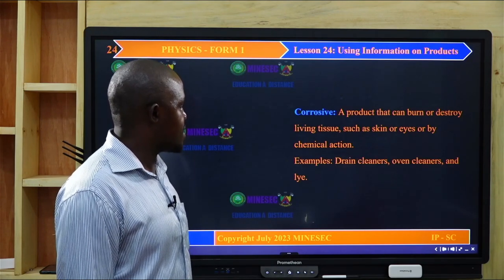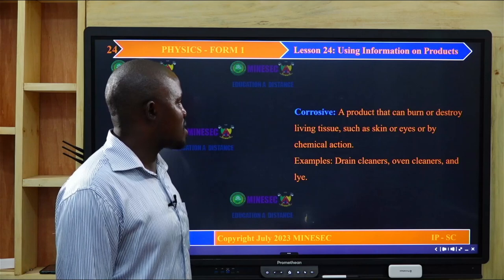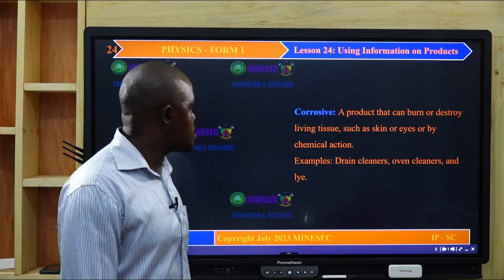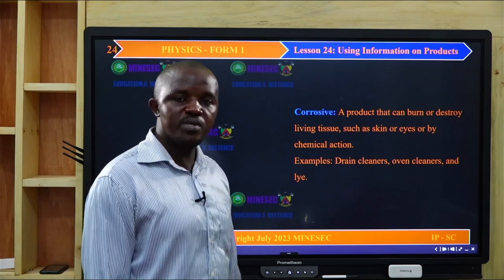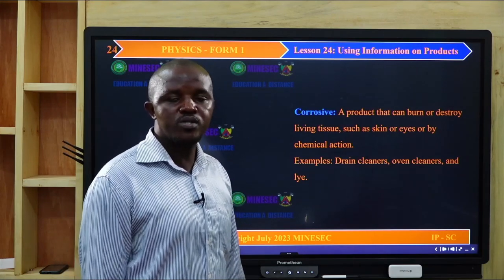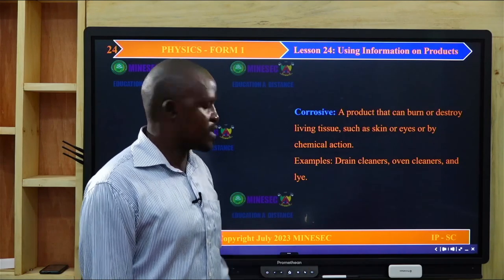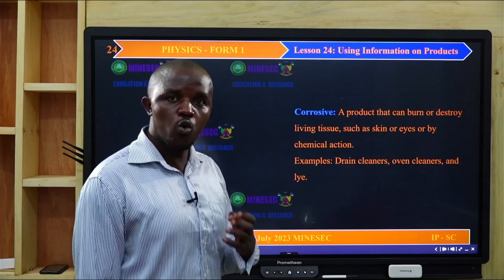Examples, there are drain cleaners. There are some cleaners used for cleaning ovens. They can be very harsh. So they are corrosive. Example is lye. Those are different kinds of chemicals that can be corrosive.